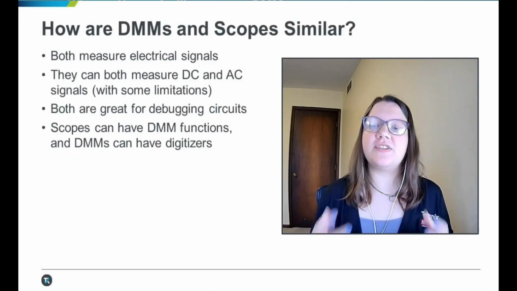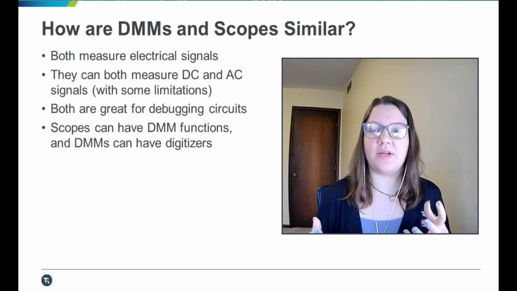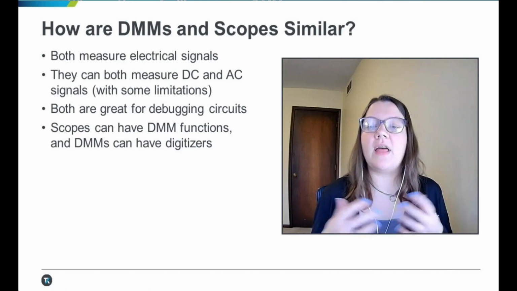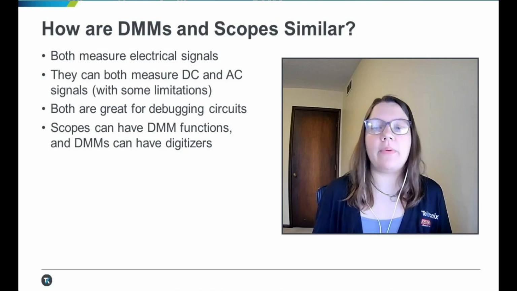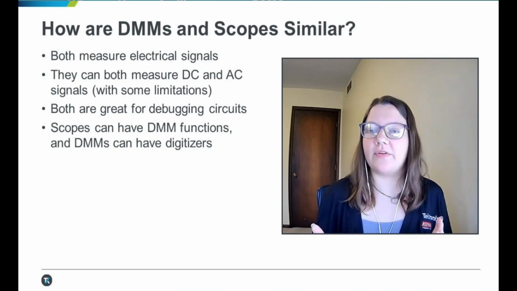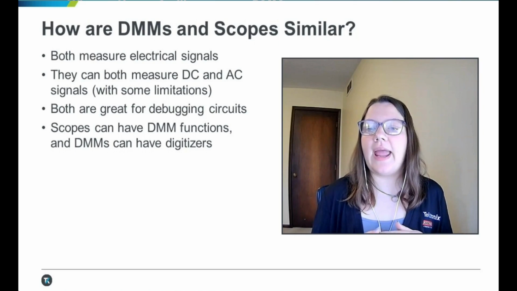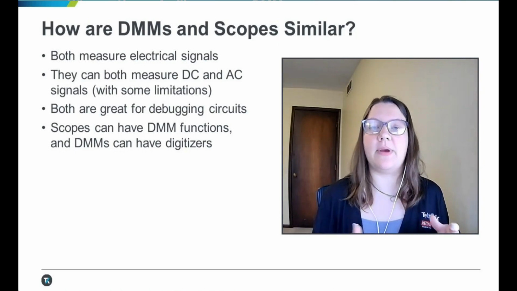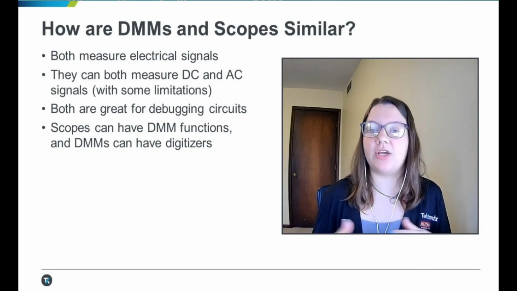So now we know what each of these tools are and a bit about how we would select one to use, but we're here to talk about when to use one or the other, because a lot of times we get users that'll say, why would I need a DMM? I have a scope, or vice versa. So we need to look at how the instruments are similar and how they're different to know which one is a better choice over the other for a particular application.